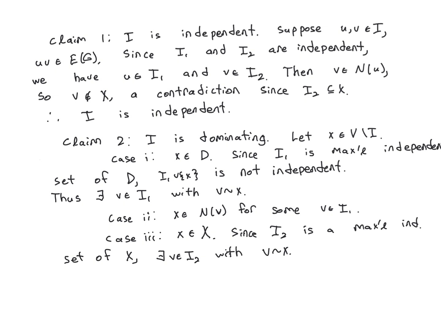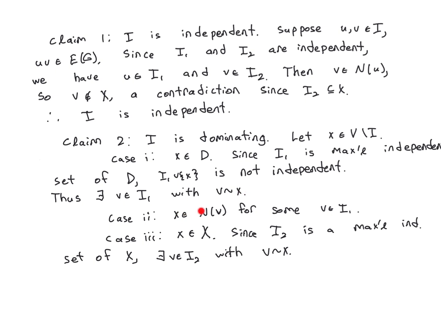Next, we need to show that I is dominating. So for every vertex in I, it's in I. So let's take a vertex x that's not in I. Suppose that vertex is in D. Since I1 is a maximal independent set, we see that adding x to I1 can't be independent, which means there's an edge. It can't be contained in I1, so it has to have x as one of its endpoints. Therefore, there's a vertex in I1 adjacent to x. And thus, x is dominated.